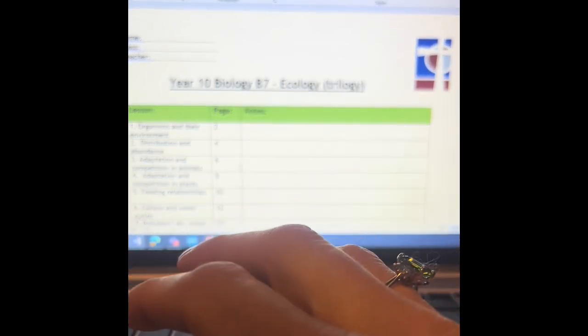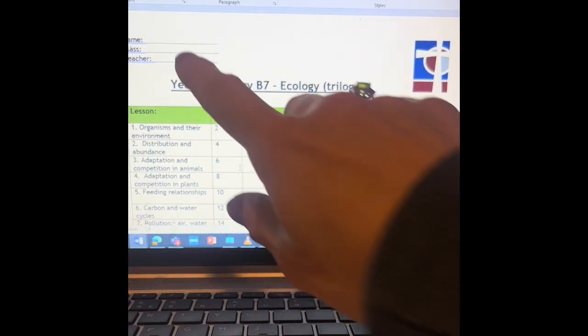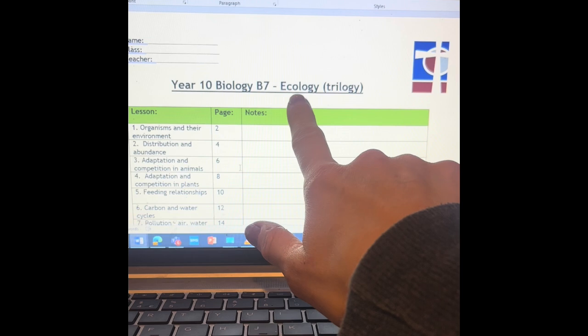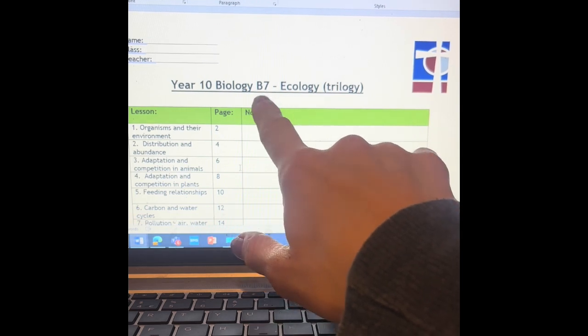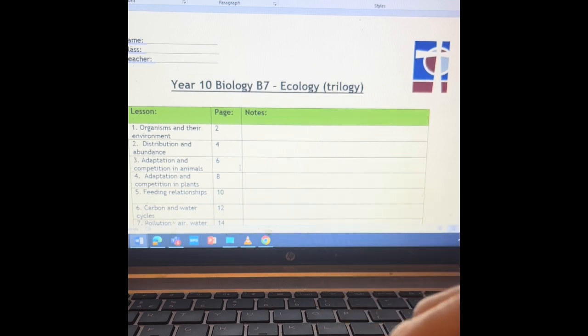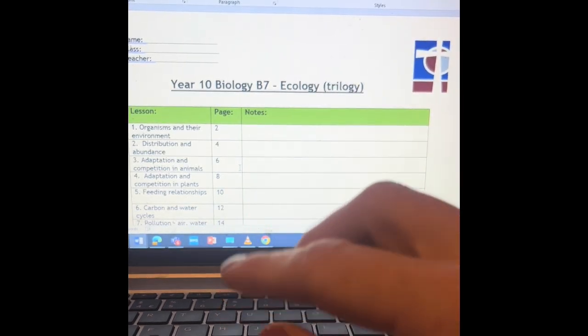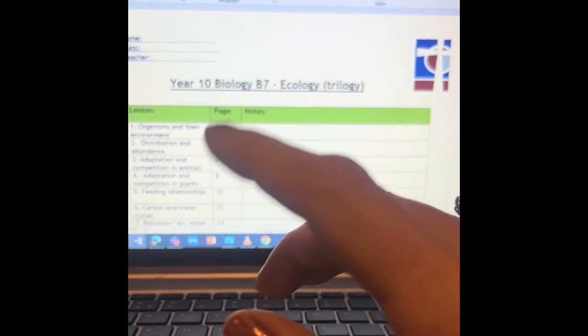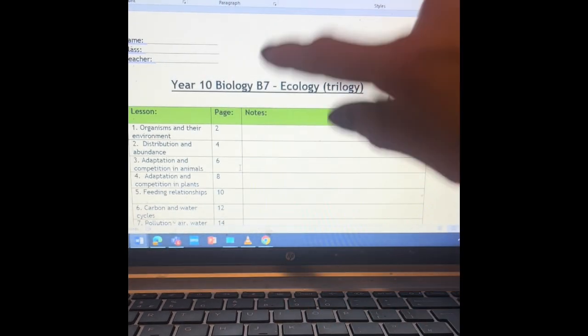I'm going to talk you through what we did at the end of year 10, which was B7 for ecology. At the moment in year 11, we're doing B6, that's inheritance. That's not going to come up on the mock paper because we haven't finished it yet. So the two things that you're going to get asked about are B5, which is homeostasis, which I'm going to send you another link to, and B7.